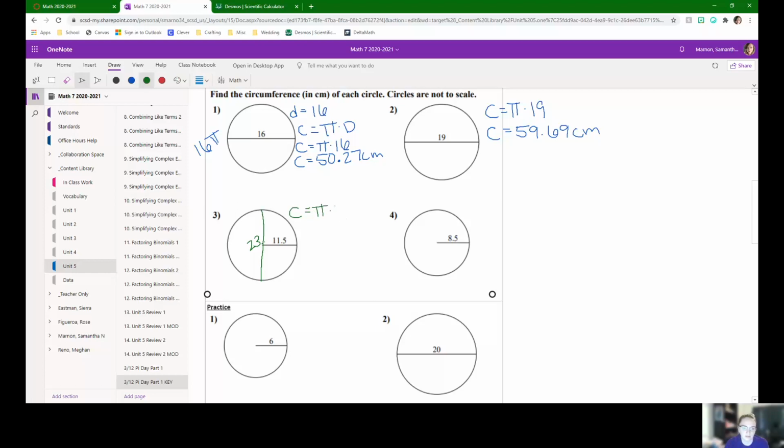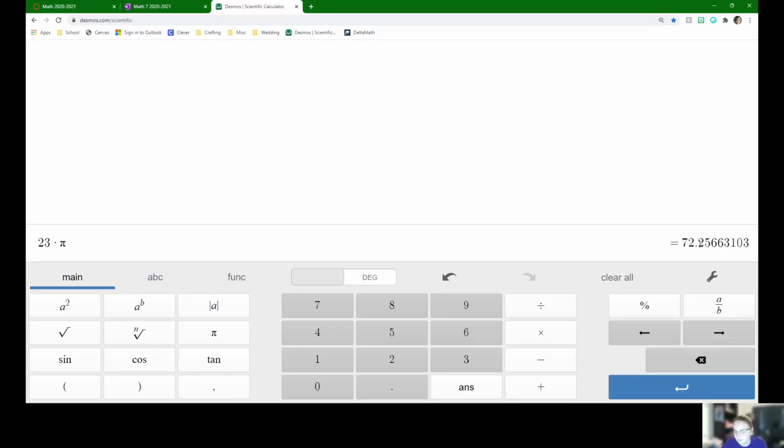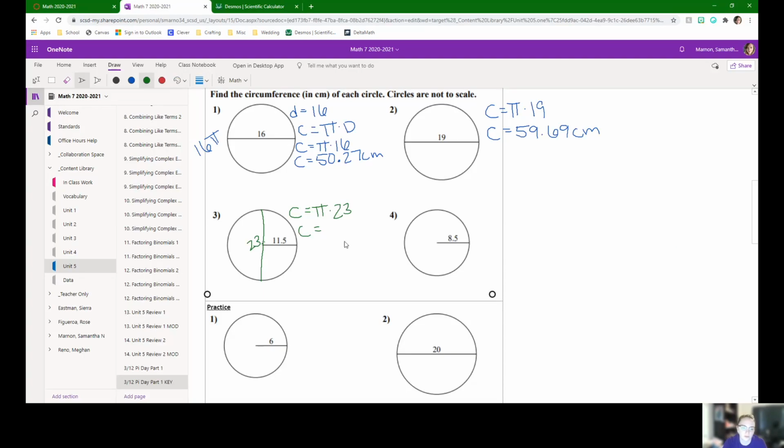So we're going to do pi times 23. On our calculators, we're just going to change this to 23. Round it to 2 decimal places. So we're going to leave it 72.25. Look at this next number, 5 or above. So this 5 is going to go up to a 6. So we're going to have 72.26. Now, here you have number 4, where the radius is 8.5. Pause the video and try number 4 on your own.